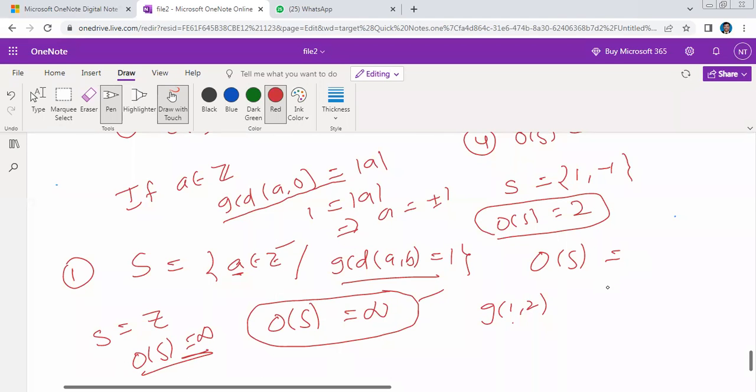Sir, we can also take the relative primes, sir. 2 comma 3 also we can take, right? Yeah, okay. 2 comma 3, 2 comma 5. There are many such integers, so S is equal to the integers. Therefore order of S is equal to infinity.